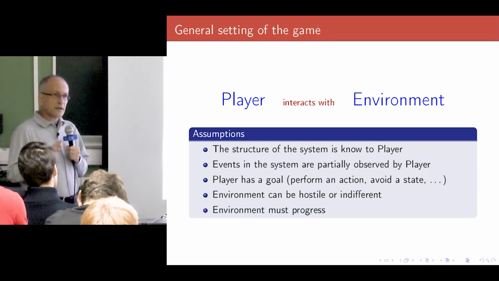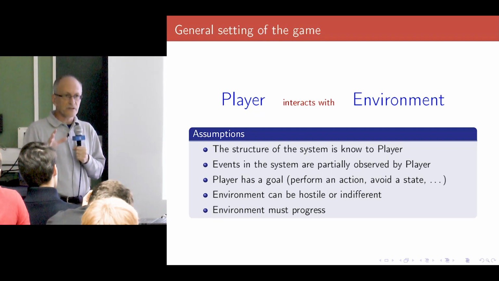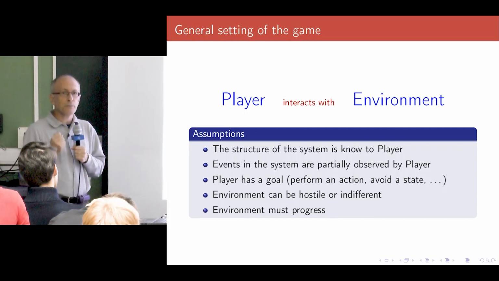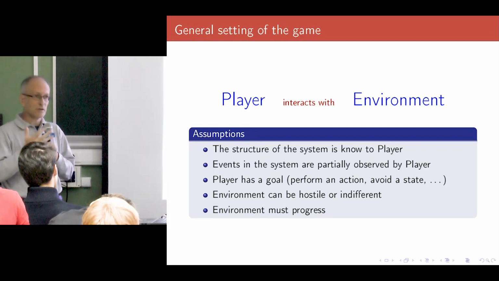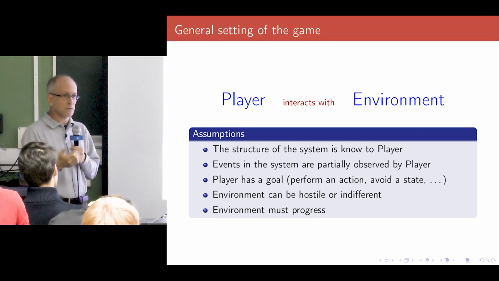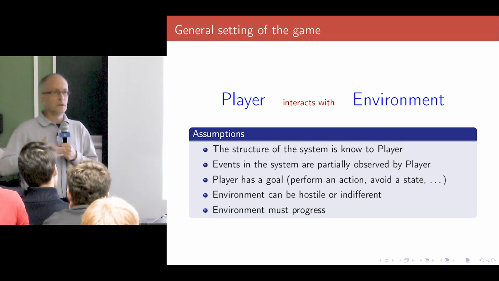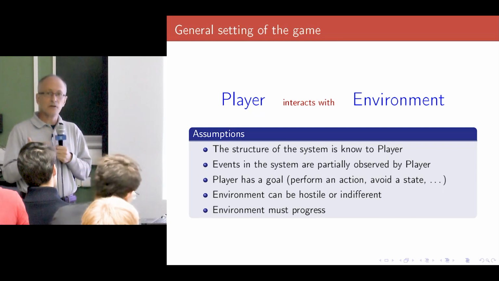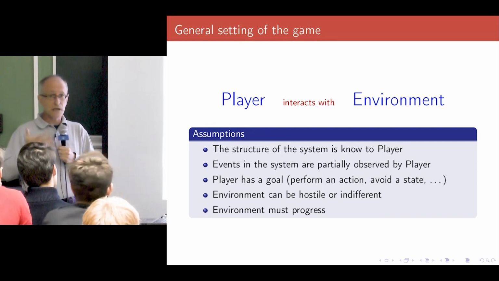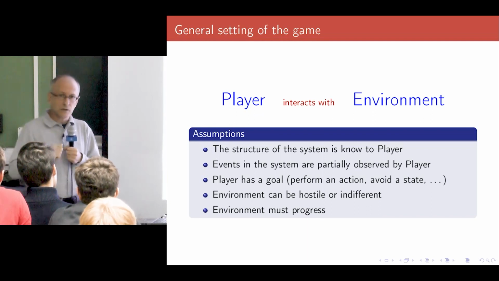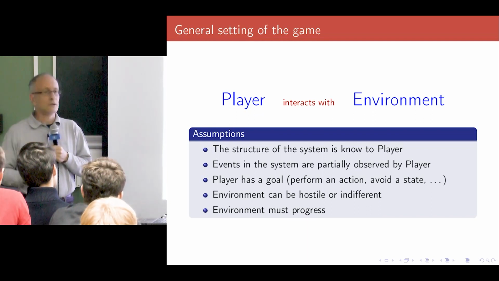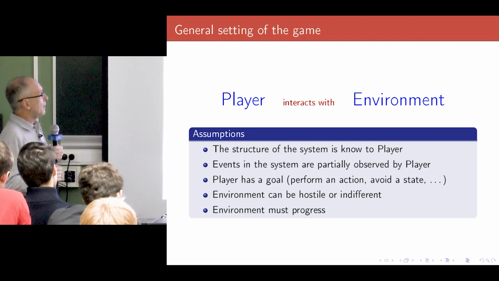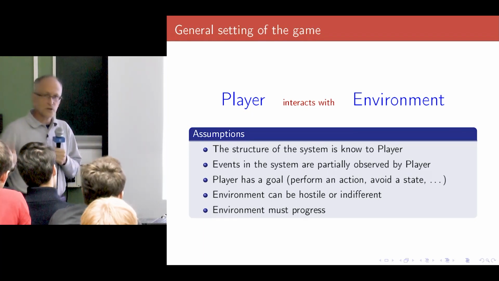We also assume that the player has a full knowledge of the structure of the system. He knows what can happen, but has only a partial knowledge of the current state of the system, cannot directly see anything that happens. So if the system evolves by performing actions, we assume that the player can directly observe only some of the actions and must try to understand from what he observes the rest that happened before or is going on now. So the events in the system are only partially observed by this player.